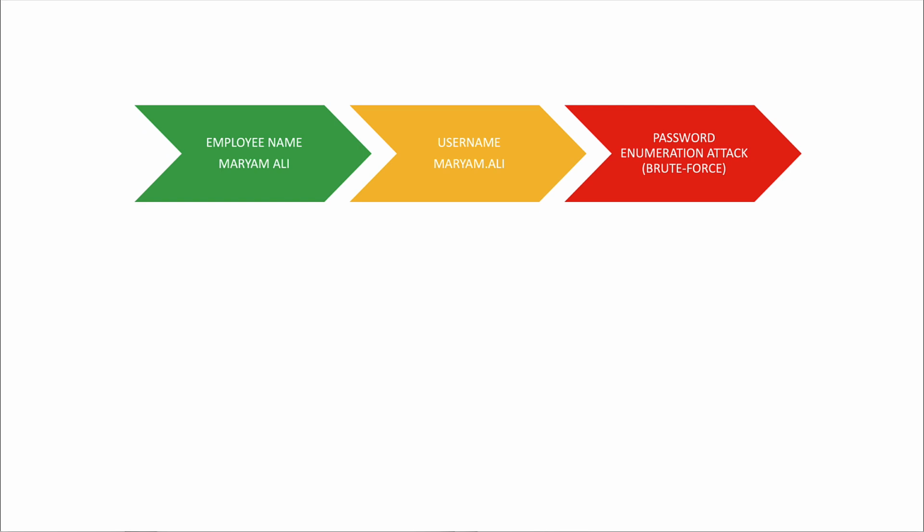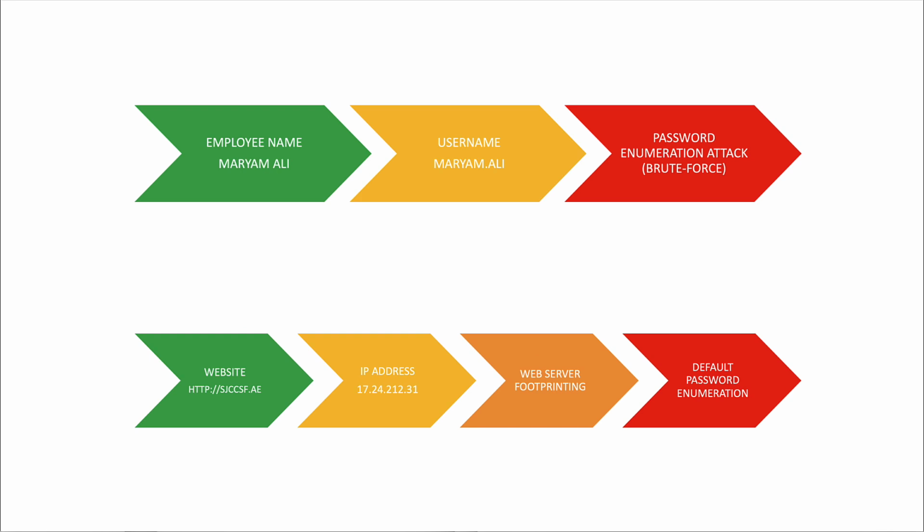From a name, you can get a username or an email ID, and from there you can perform a brute force attack to get the password and then access a system. Another example, from a website, just knowing the website, you can get an IP address, maybe fingerprint the web server, and from there you might be able to enumerate the default password and again gain access.